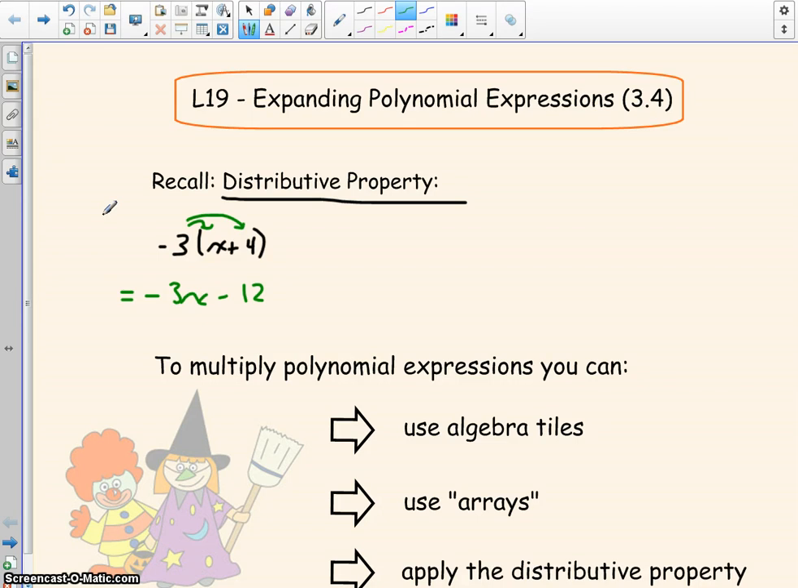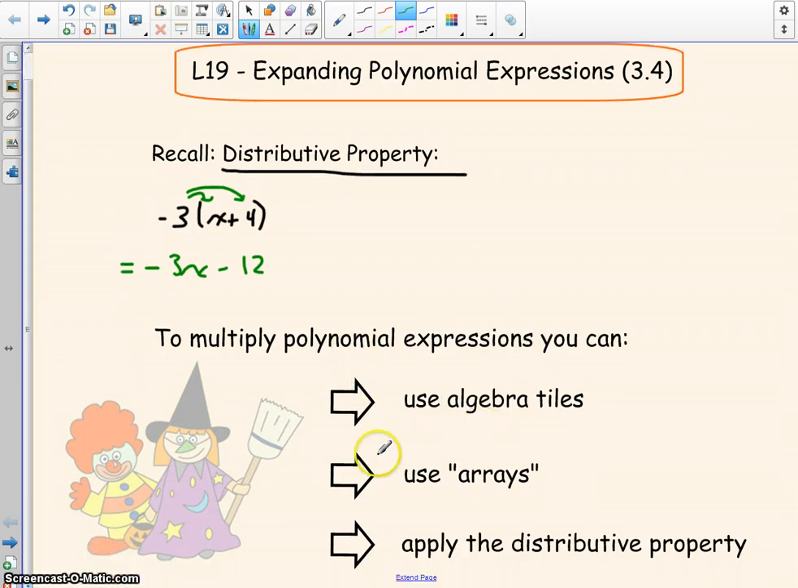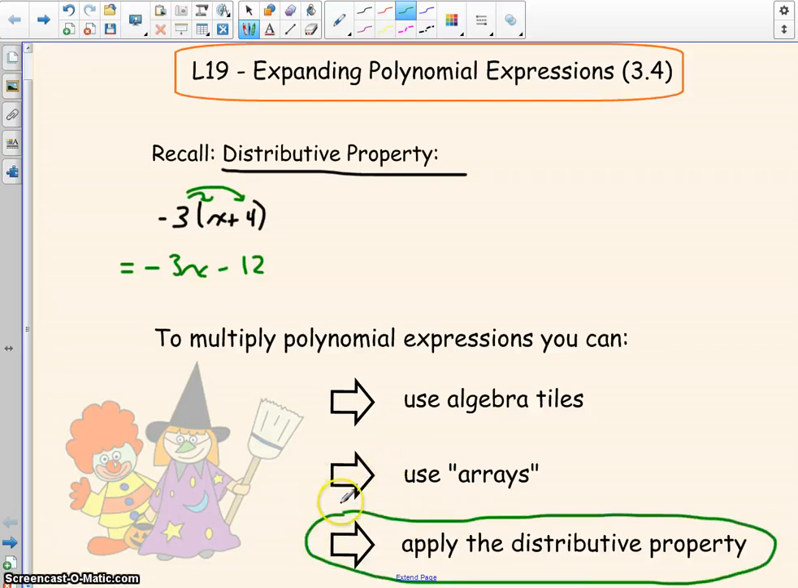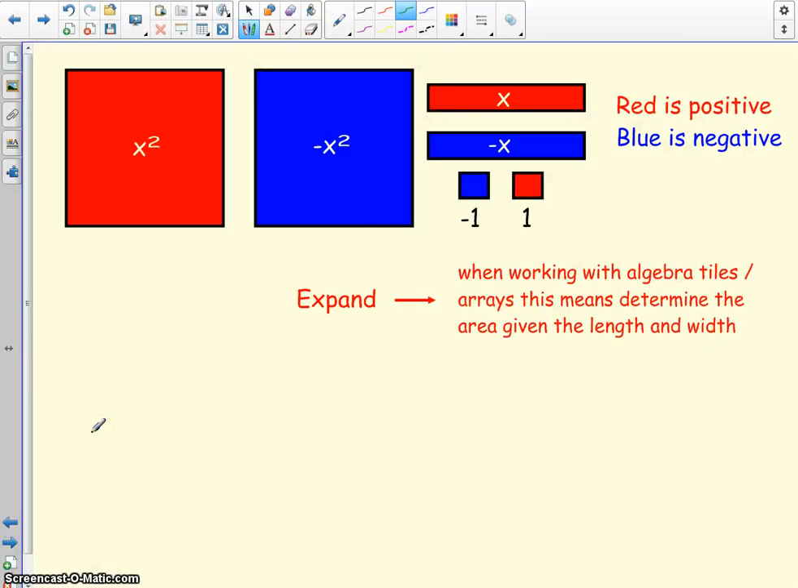We're going to do something very similar, just with slightly more complicated expressions, and we'll see why as we do it. A couple of ways we can go about it: you can use the distributive property, what you did back in grade 9, and we can also use arrays or algebra tiles. I'll go through all the methods, and hopefully you can find a method that you prefer.